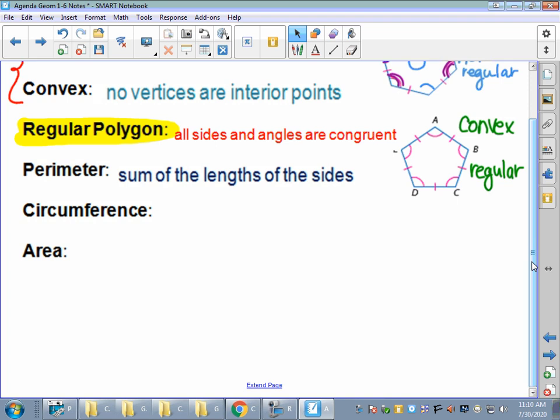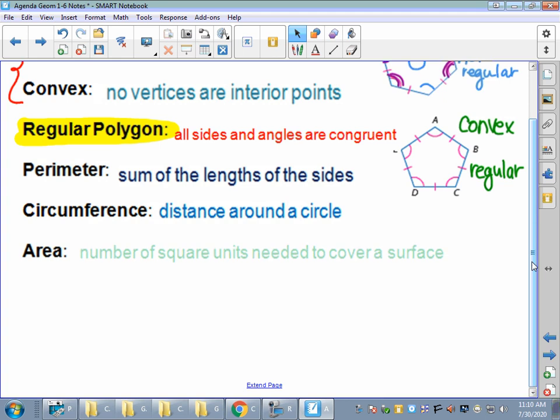Circumference has to do with circles. Circumference is actually the perimeter, or the distance around the outside of a circle. If I were to walk around the outside of a polygon, I would get the sum of those sides. If I walk around the outside of a circle, that would be the circumference, the distance around it.